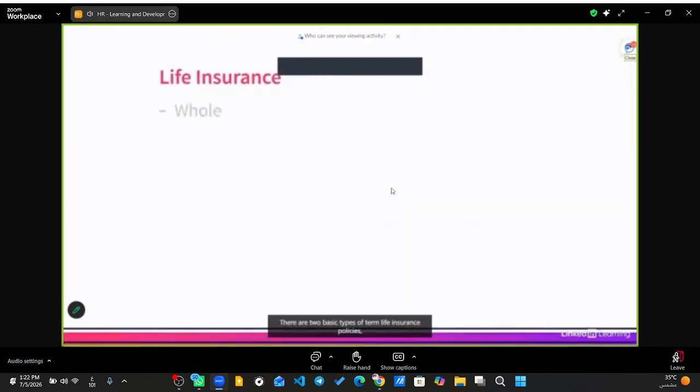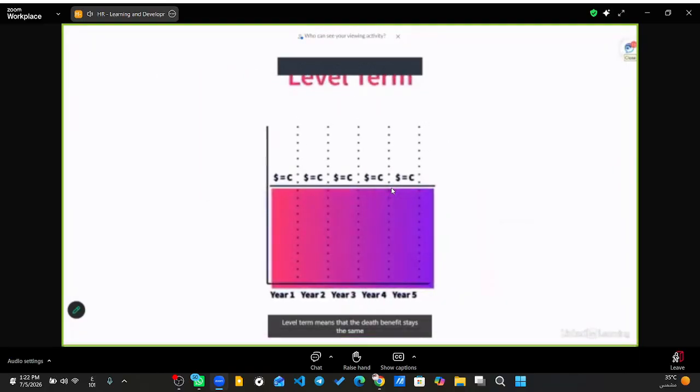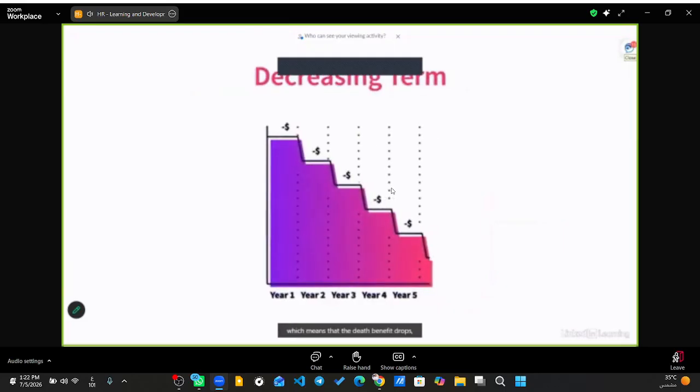There are two basic types of term life insurance policies: level term and decreasing term. Level term means that the death benefit stays the same throughout the duration of the policy. Most of the term life insurance that people buy today is level term. Then there's decreasing term, which means the death benefit drops, usually in 1-year increments, over the course of the policy's term.